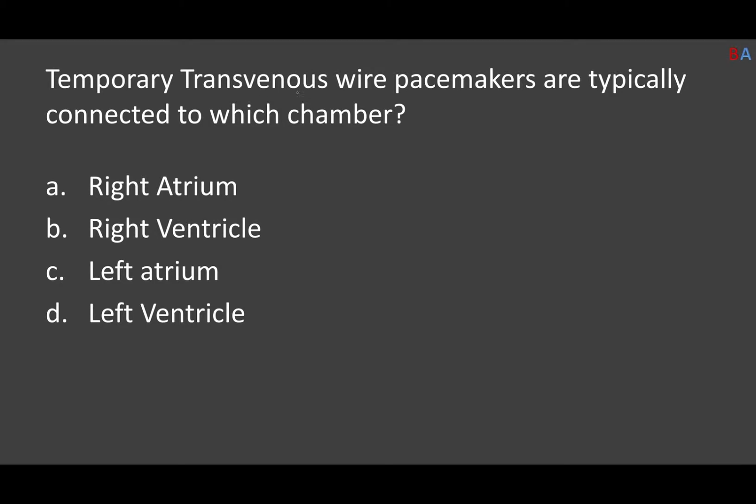Temporary transvenous wire pacemakers are typically connected to which chamber? And if you go back to the diagram, you can really see what those options are, but it has venous in the title, and so you can kind of check off the left side of the heart because that's more of the arterial side, which then leaves you with right atrium and right ventricle. And if you look at the diagram and how it was explained, it's not the atrium, it's that ventricle where pretty much all temporary transvenous wire pacemakers are connected.